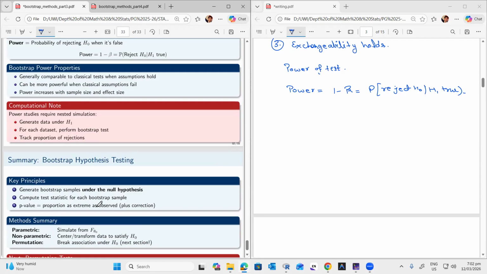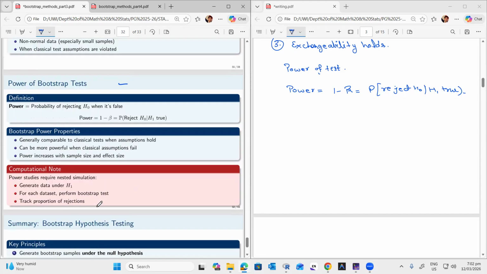Do you have any doubt till here in the power of bootstrap test or anything, or should we proceed? If you are okay, we should proceed for that one. Permutation test. Should we proceed? Okay.